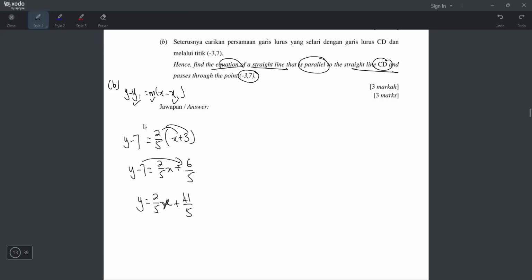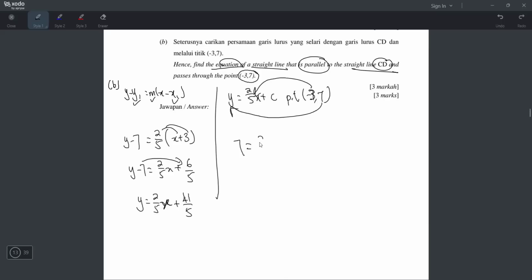Okay, sebenarnya ada cara lain untuk buat soalan ni. Kalau you tak nak guna formula, you want to use the Y equals MX plus C formula, boleh juga. The M is 2/5 like this. And then untuk cari C, pintasan Y, dia tak bagi kan. Tapi tak apa. You can ganti sebab dia ada passes through (-3, 7). So you can ganti the negative 3 inside here. The 7 ganti masuk di sini. So dia jadi 7 equals 2/5 times negative 3 plus C. And then the C will be 41/5. And then rewrite the whole thing. Y equals 2/5 X plus 41/5. Okay, if you buat macam ni pun betul.